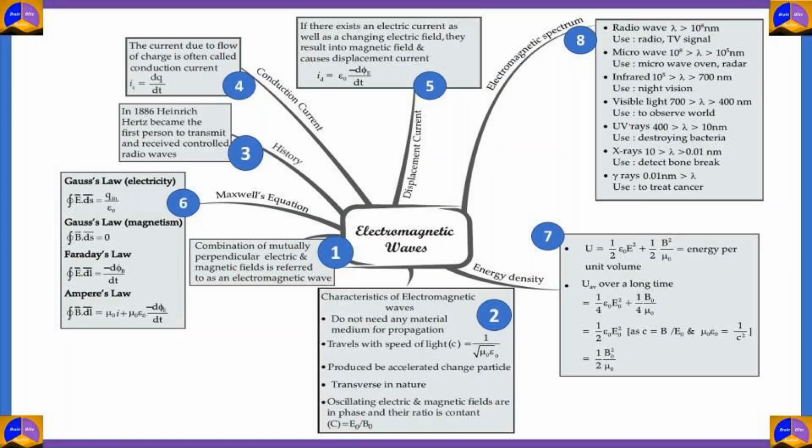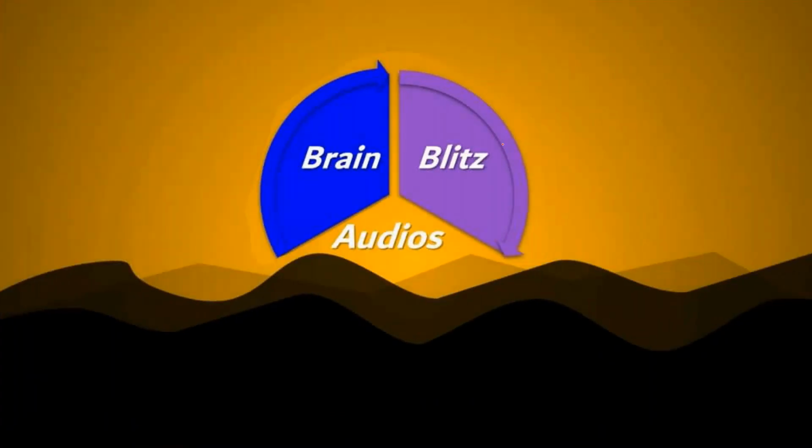And so that's all about the chapter Electromagnetic Waves. We looked at its characteristics, its history, the different types of current present due to electromagnetic waves, Maxwell's equations, energy density, and electromagnetic spectrum. So that completes the chapter Electromagnetic Waves.